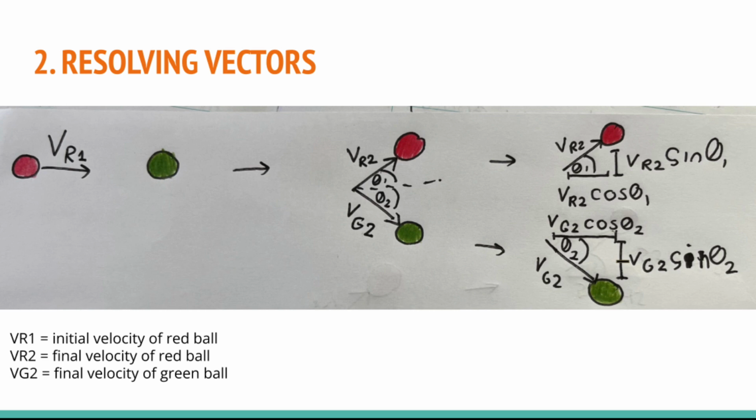However, the red ball and the green ball aren't traveling the same direction vertically. The red ball is traveling upwards and the green ball is traveling downwards. That's why the green ball in this sense is a negative.